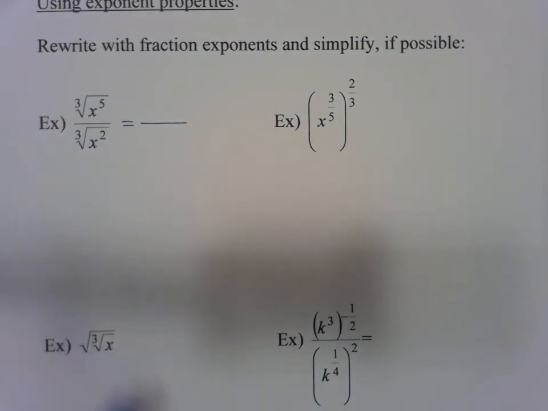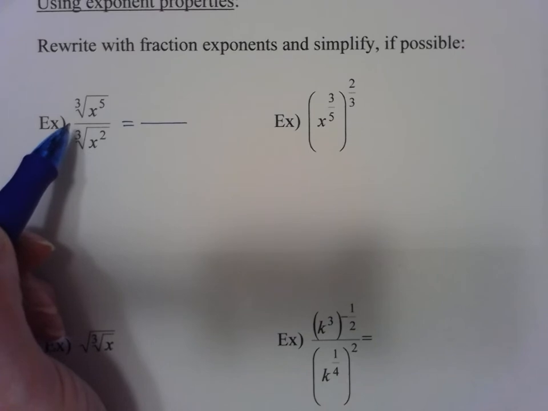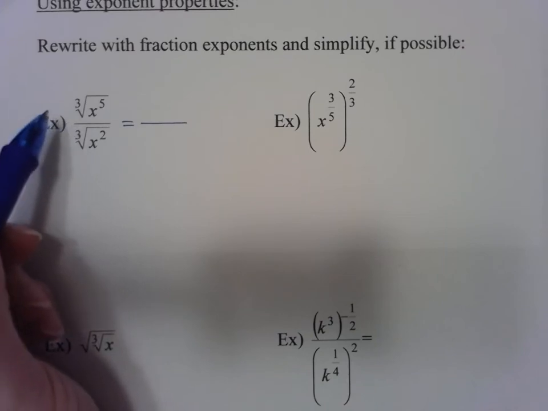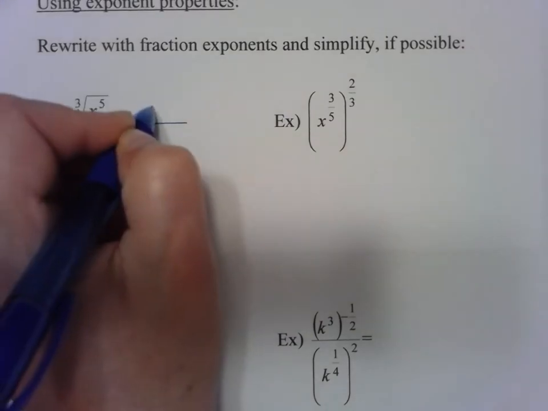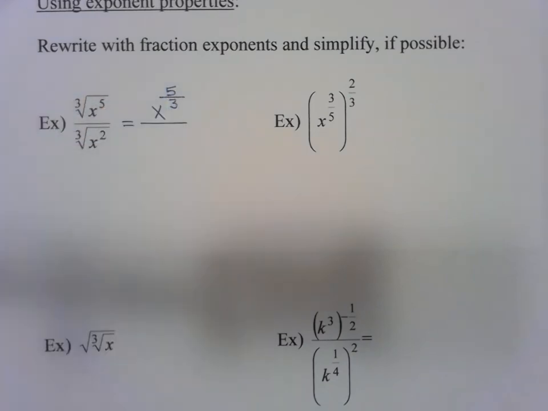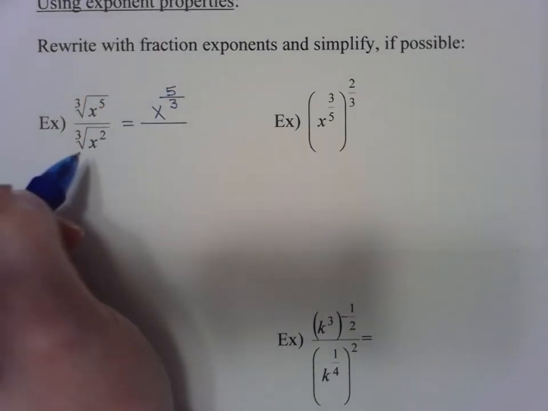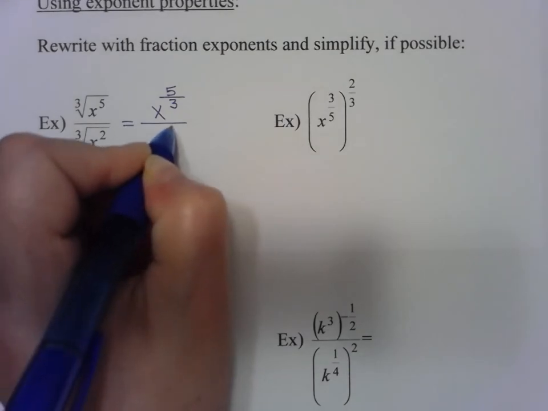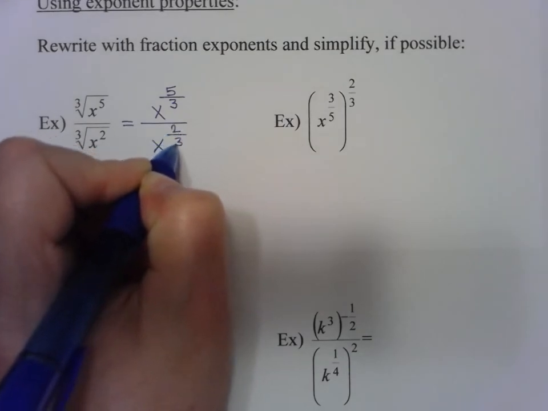So if I rewrite this with a fraction exponent, remember the top is a power and the bottom is a root. So the power here is 5 and the root is a 3. Same thing on the bottom. The power is a 2 and the root is a 3.